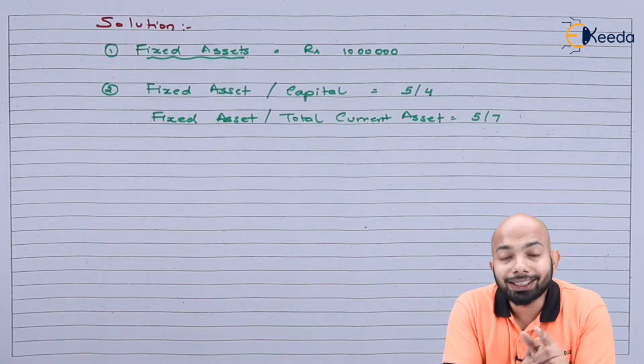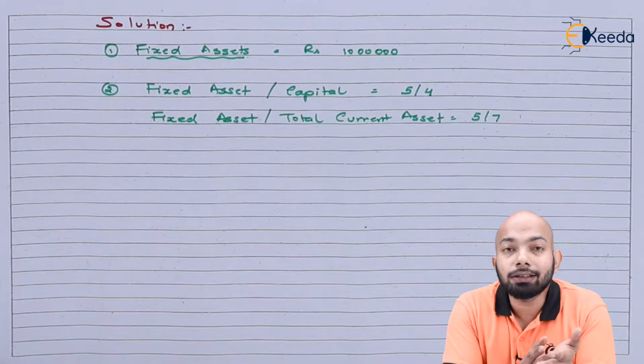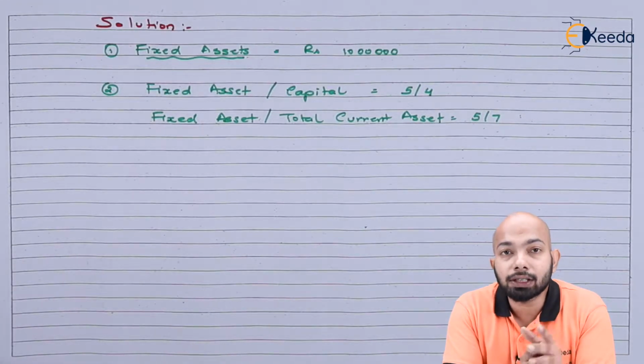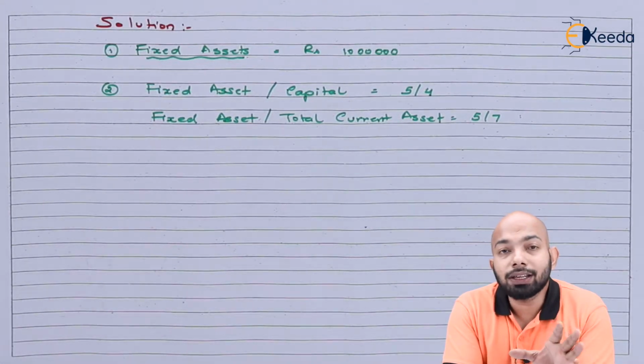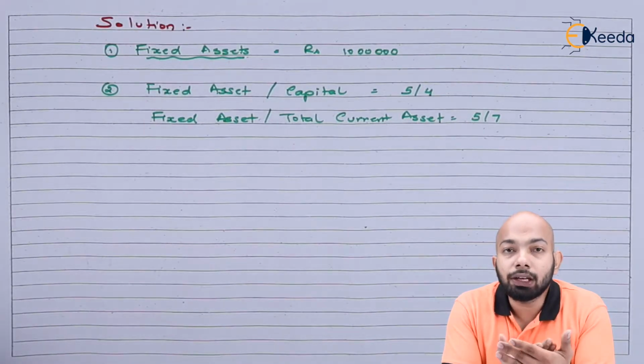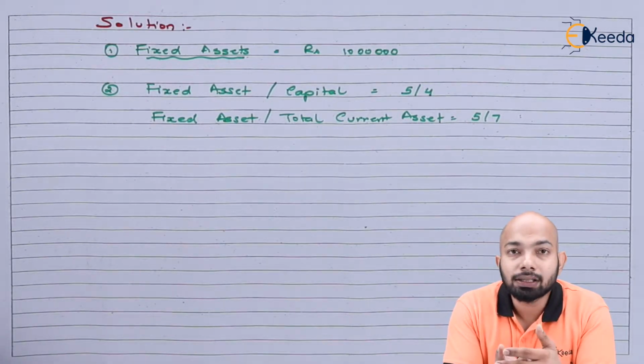Now, using this as basic information, we'll go ahead and try to figure out the missing figures. When we use the ratio fixed asset upon capital, and if you already have fixed asset here, we'll be able to understand how much is the capital value that will be included in this solution.